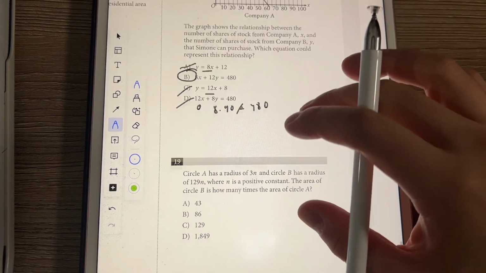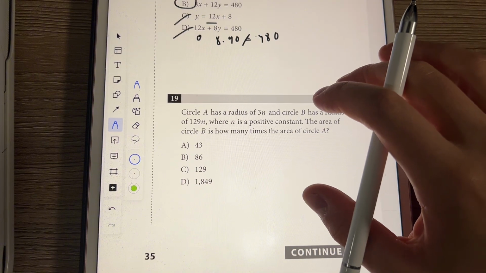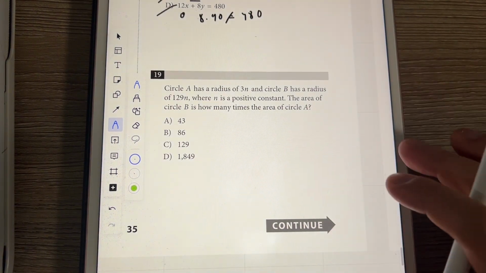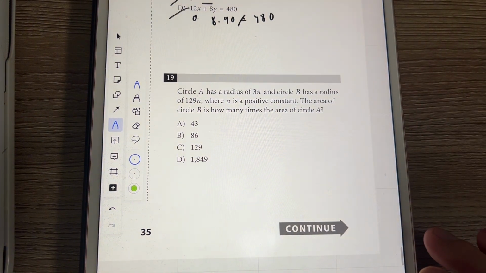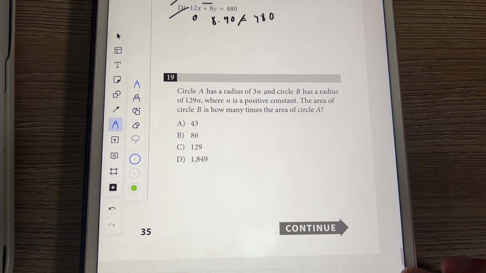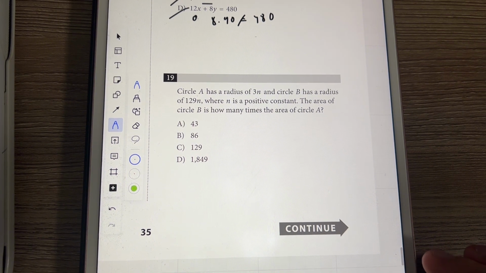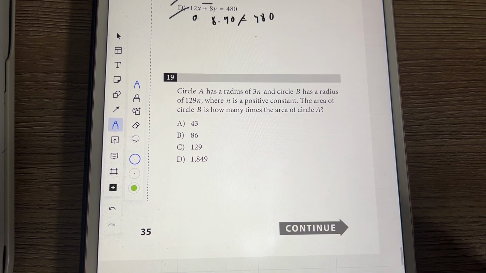Let's go on to question number 19. This is a great circle question. And if you're not super strong on circles, you better be, because they're showing up everywhere on the digital SAT and ACT. Circle A has a radius of 3n and circle B has a radius of 129n, where n is a positive constant. Another constant question. The area of circle B is how many times the area of circle A?